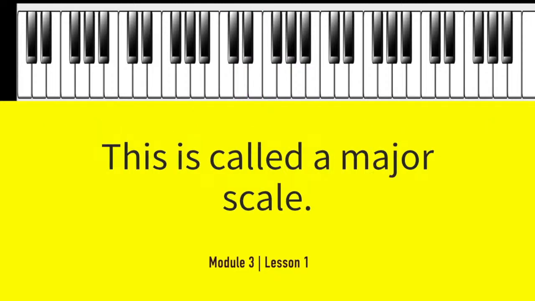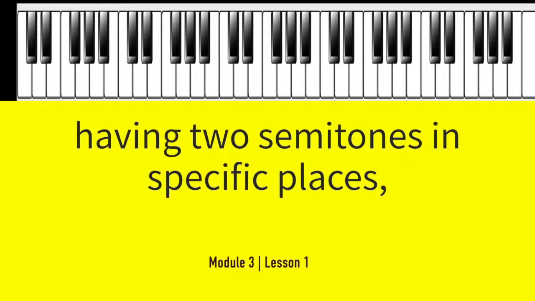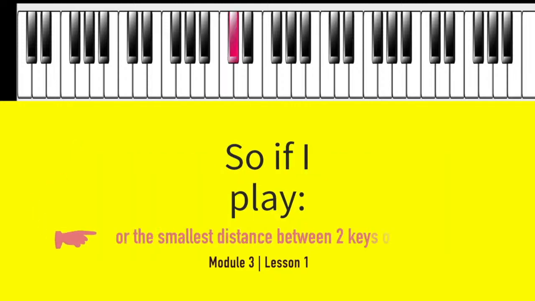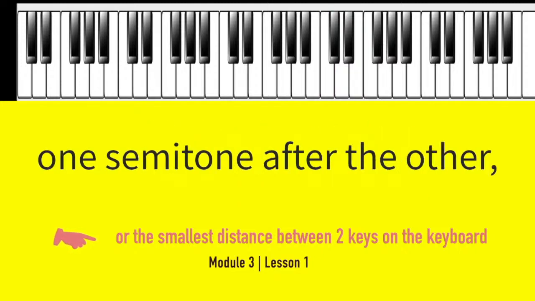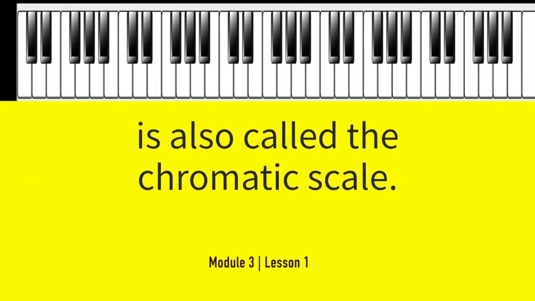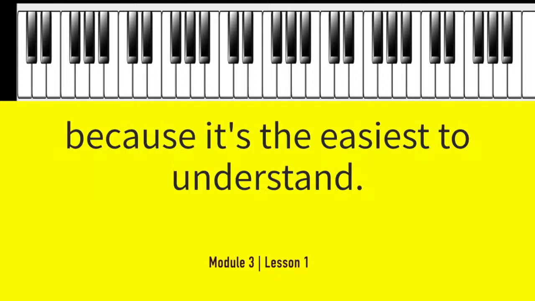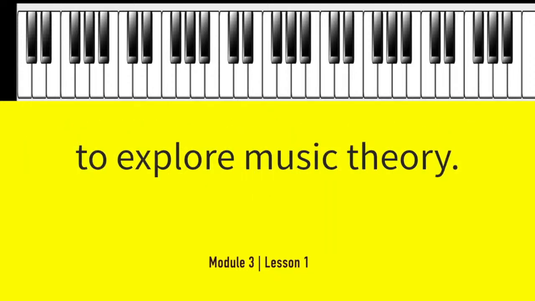This is called a major scale, and it is characterized by having two semitones in specific places. Semitones are differences between the keys on a keyboard. So if I play, this is when I play only semitones, one semitone after the other, which, by the way, is also called the chromatic scale. But for now, we're not worried about chromatic scales. We'll just look at the major scale because it's the easiest to understand, and it'll be a great platform for us to explore music theory.